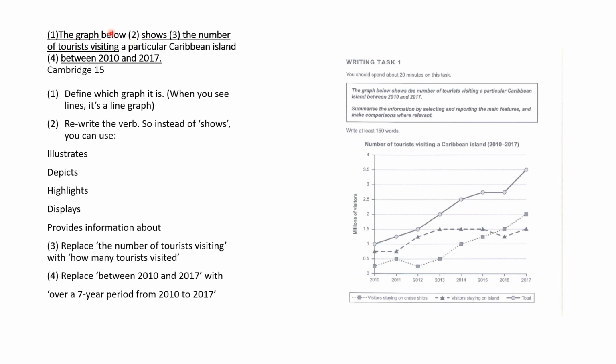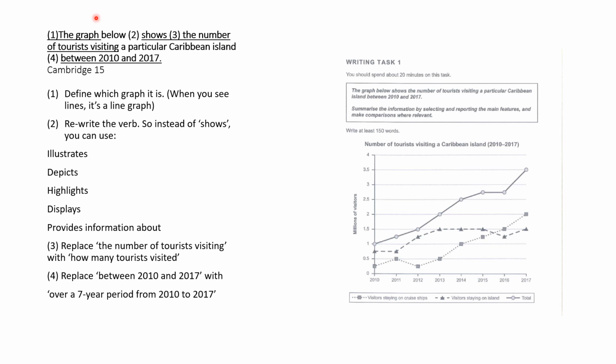So here we have a writing task and we can divide it into 4 elements. The graph below shows the number of tourists visiting a particular Caribbean island between 2010 and 2017. First, we define which graph it is. When you see axes and lines, it's definitely a line graph.